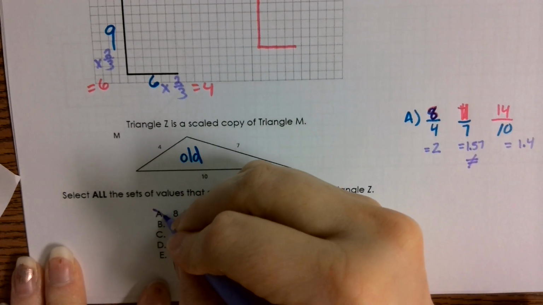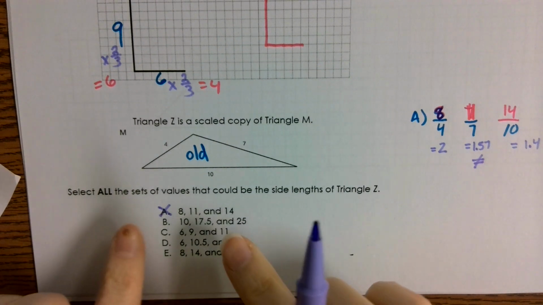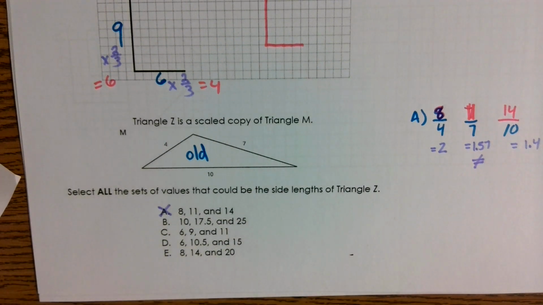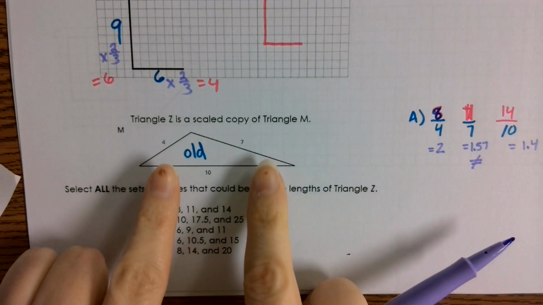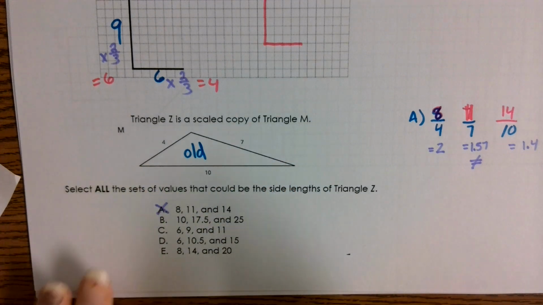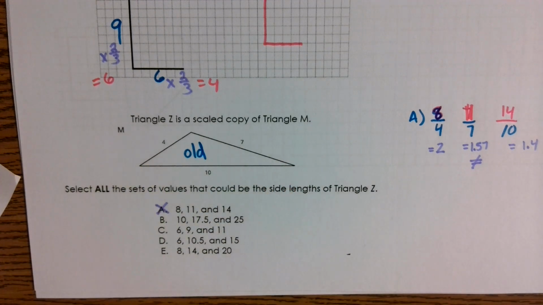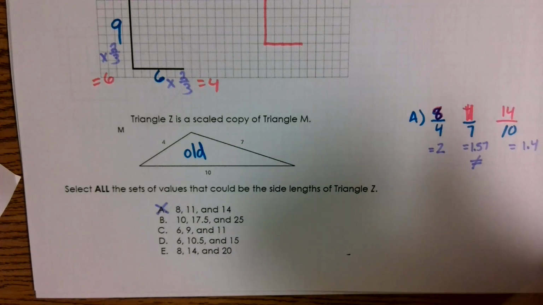So that means A is not a scaled copy. You're going to test that for each one of these with your table mates. You're going to check every single one. Remember, you take the new and divide it by the old. If they are the same throughout the entire problem, all sides have the same scale, then it is a scaled version. There are 3 of them that are scaled copies. Go ahead and find them.